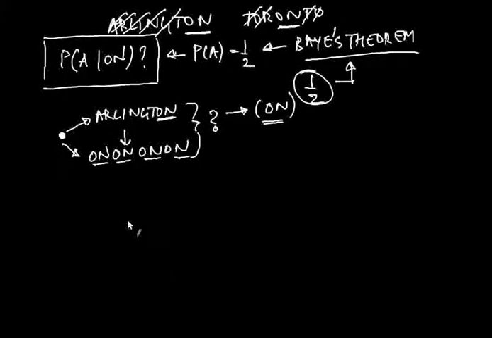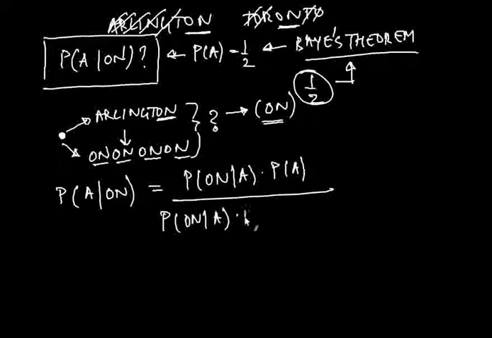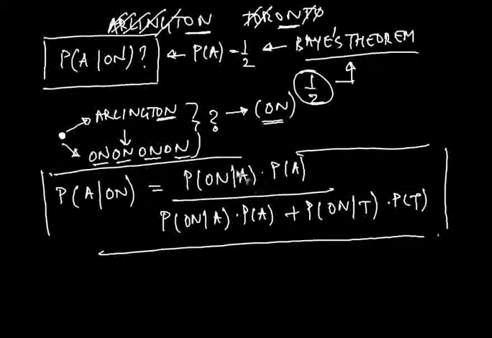And what Bayes' theorem tells us is that the probability of the letter having come from Arlington, given that the only two characters you can see are ON, is equal to the probability of ON given A into probability of A, divided by the probability of ON given A into probability of A plus probability of ON given T into probability of T. So T is the event that the letter comes from Toronto. Now, this is just an expansion of the Bayes formula. And in this expression, we actually really don't know much. We know P(A) and P(T). We know these because we wrote them down over here.